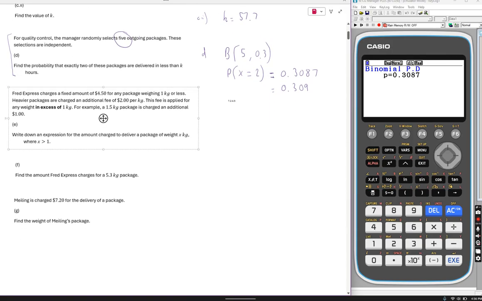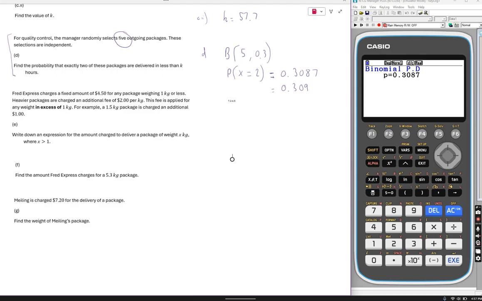Next part, E. Fred Express charges a fixed amount of $4.50 for any package weighing 1 kilogram or less. Heavier packages are charged an additional fee of $2 per kilo. This fee is applied for any weight in excess of 1 kilogram. For example, a 1.5 kilo package is charged an additional $1. For E, it says write down an expression for the amount charged to deliver a package of weight X kilograms, where X is larger than 1.